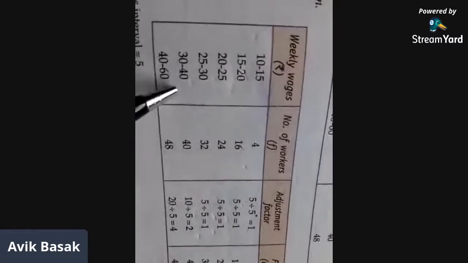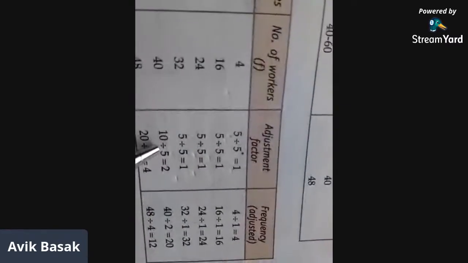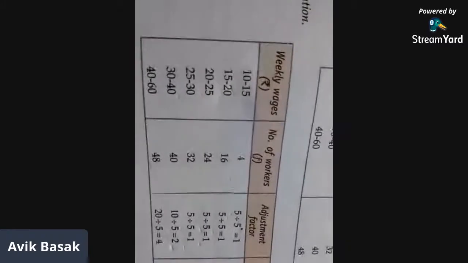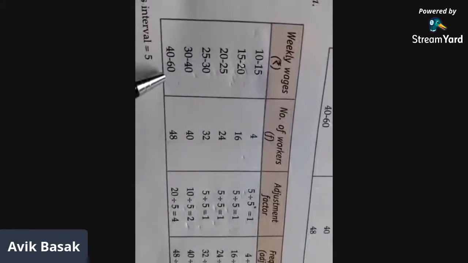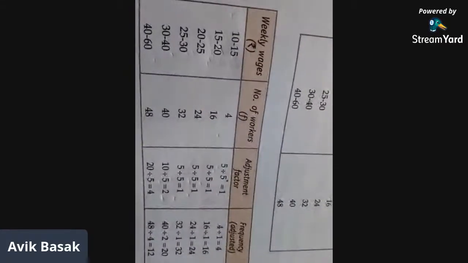The difference for 30 to 40, how much? 10. So 10 divided by the lowest class interval size, which is 5, gives 2. And 40 to 60, the difference is 20, and the lowest class interval size is 5. So 20 divided by 5 is 4. This is your adjustment factor. You have adjusted this one.